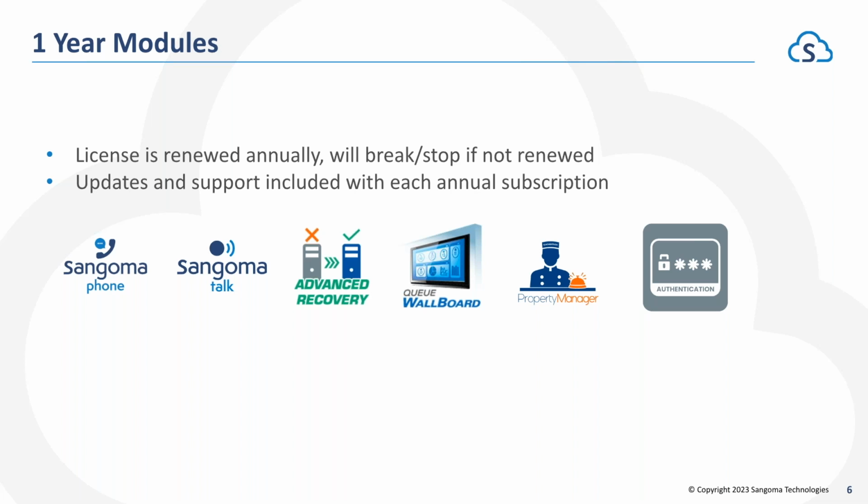With the 1-year commercial modules, this is an annual license subscription. This is a license that will require you to renew it each year, and the feature set that you subscribe to will stop working if you don't renew it. But you are going to have access to updates and support with each annual subscription. Some of the modules on this page are 1-year modules that we sell that are not available in a 25-year license. These particular modules are only available as an annual subscription-based license.